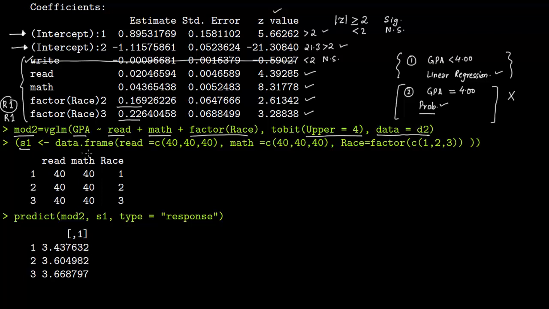So you construct the data frame. Your reading score is 40, 40, 40. Your math score is also 40, 40, 40. And your race is 1, 2, 3. So then you use the predict command. You're going to predict model 2. You're going to give in this data frame into the model.